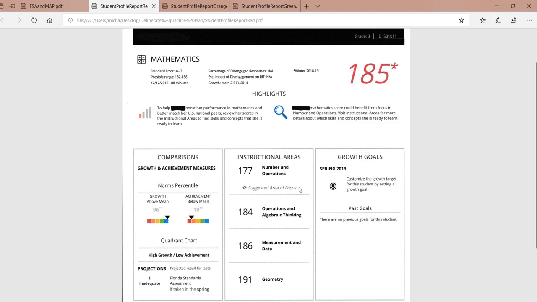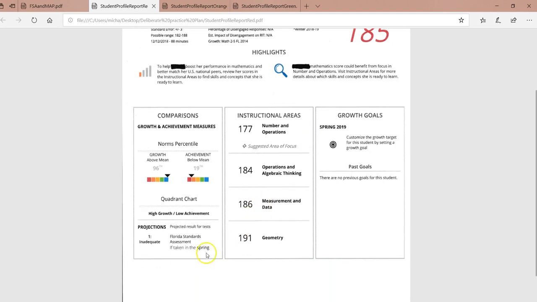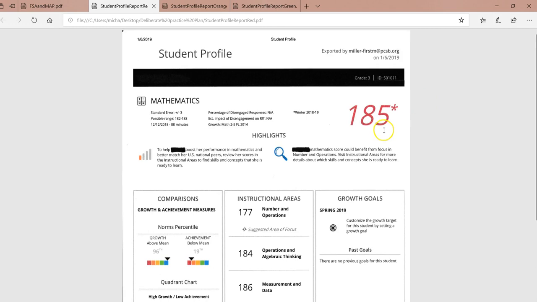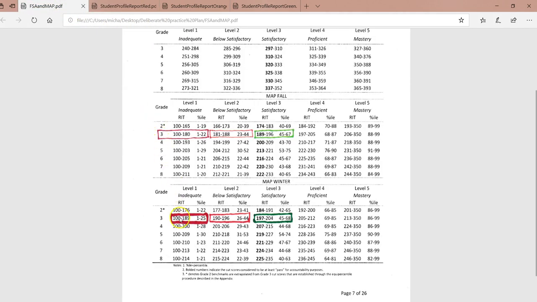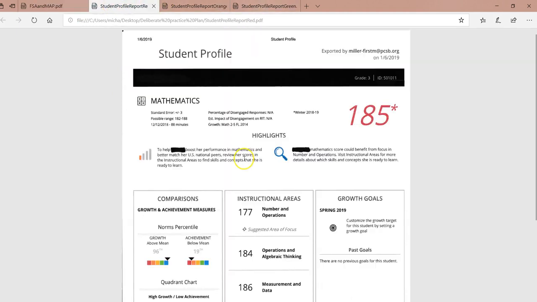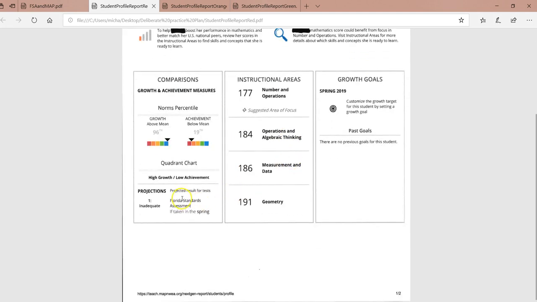In the next series, you'll see the information that talks more about the instructional areas. Again, this person who scored a 185 fell into this level 1 RIT range. If they were to take the FSA in the spring at this point in time, they would receive a level 1 or be considered inadequate and not be on grade level.